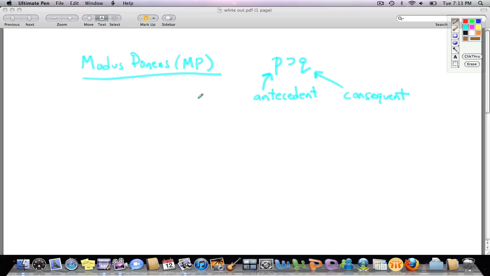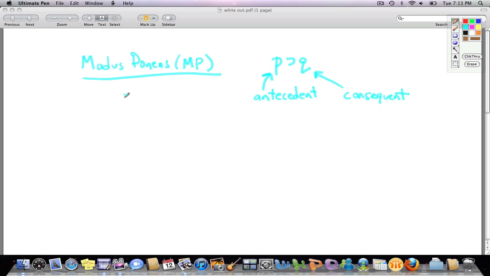Now, we have an if-then, and then we have the antecedent. We have it as, in other words, it's true, and then of course we get the consequent as being true. If it's true that if P then Q, and P is true, then Q has to be true. It's basic core logical inference, almost painfully obvious to state.